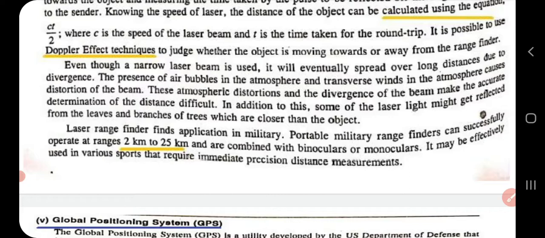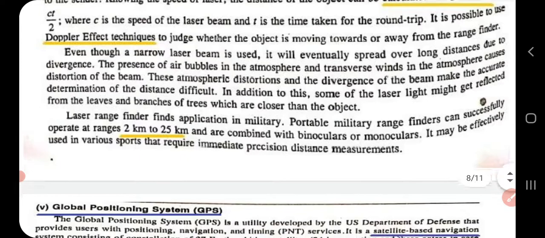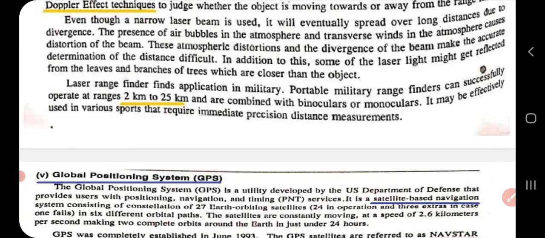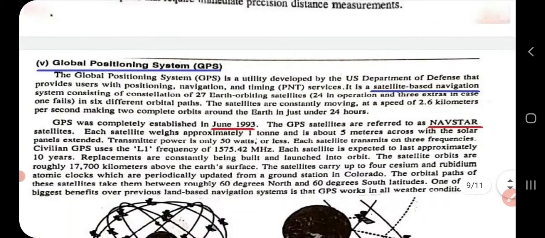At the same time, there are chances for the laser to get reflected by obstacles present in the path, like the branches of trees or any other obstacles that are closer than the object. So in such cases, the distance that we measure using this method will be of poor accuracy. And using this method, the maximum distance that you can measure with accuracy is about 2 kilometers to 25 kilometers.